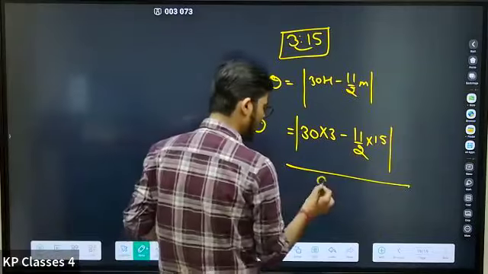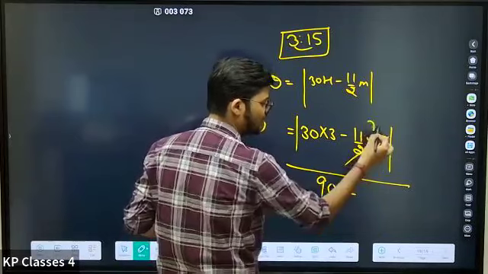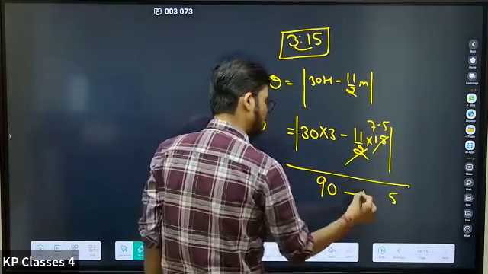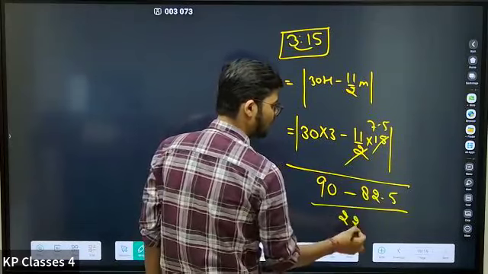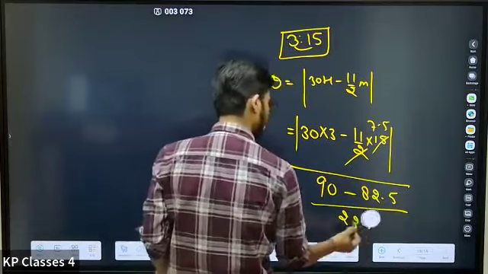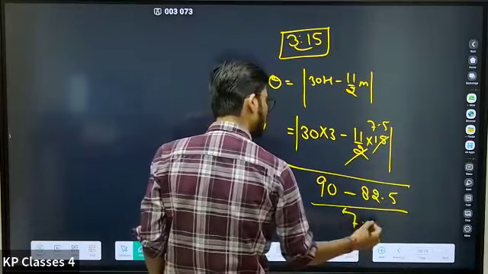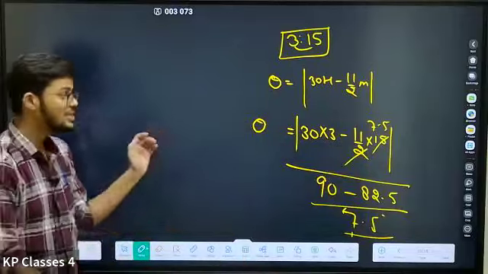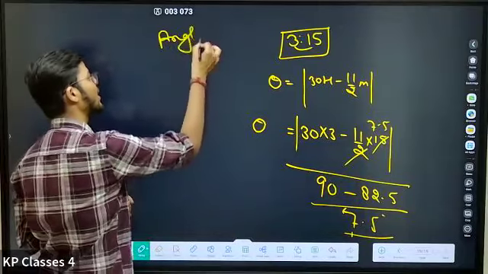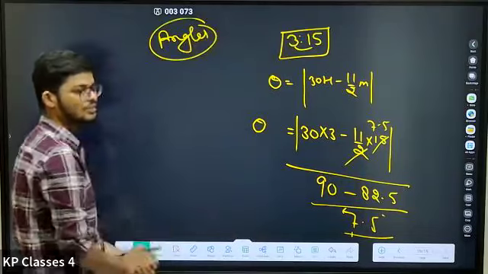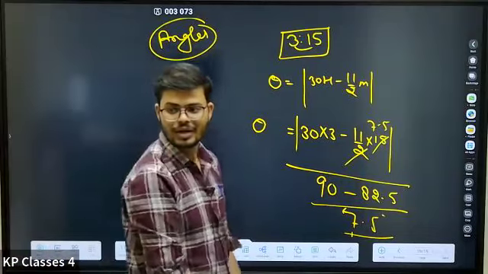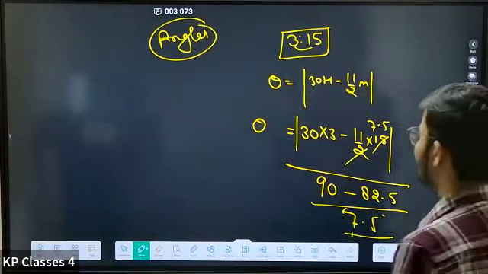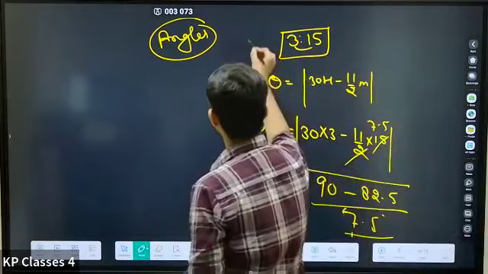If I solve it, we'll be getting 90 minus 82.5. Once I simplify it, you will be getting 7.5. So here the answer is going to be 7.5 degrees. So this is about angles: how to find angles when a particular time is given. 3:15, 90 minus 82.5, so the answer is 7.5 degrees. 7.5 degrees is the angle between the hands of the clock.